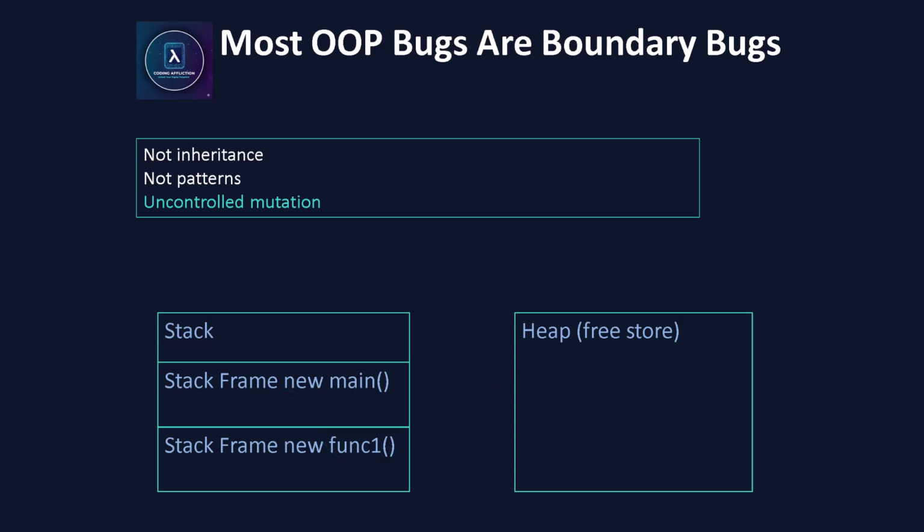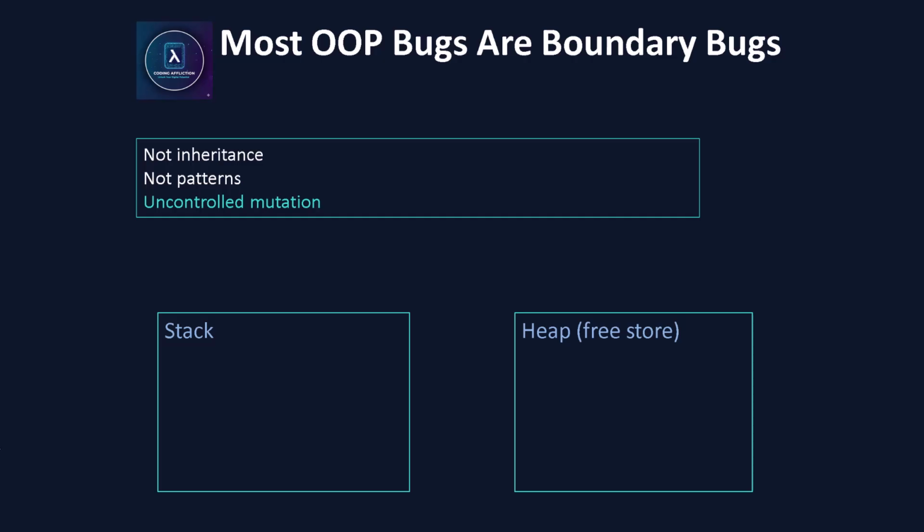This isn't about syntax, it's about ownership of memory over time. Today we'll walk through multiple object-oriented failure cases. Each one will follow the same pattern: a boundary, a write, persistent state, unexpected behavior later.